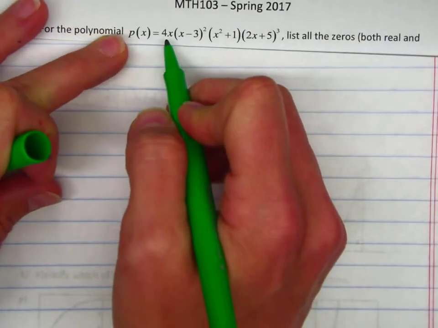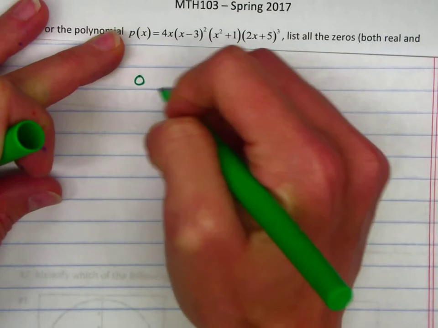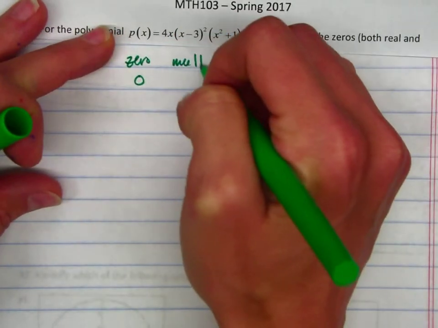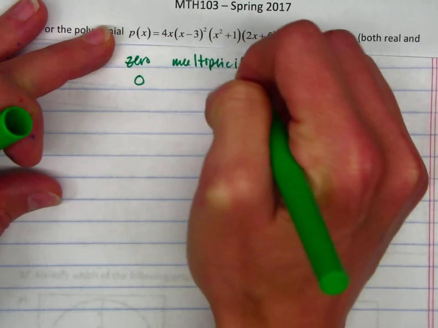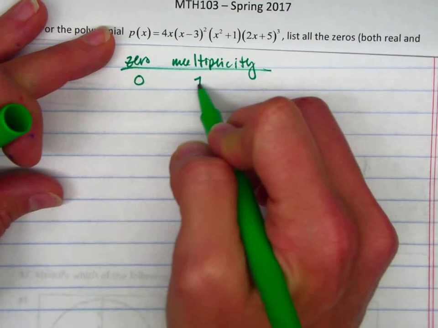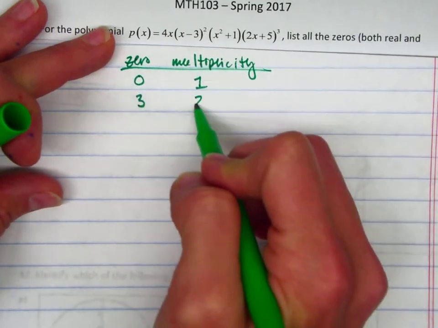So our first 0 is from 4x here. That's going to be a 0. Let's just make a table to save time. All right, so this 0 has a multiplicity of 1. Here our 0 is 3, multiplicity 2.